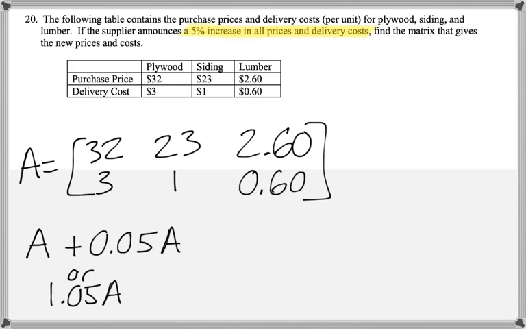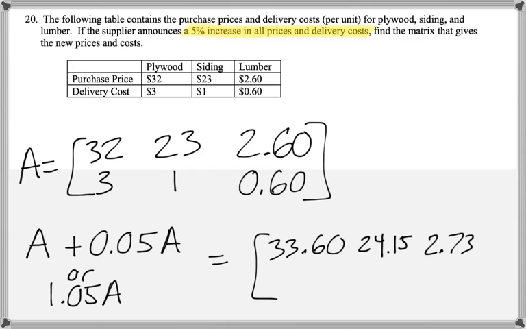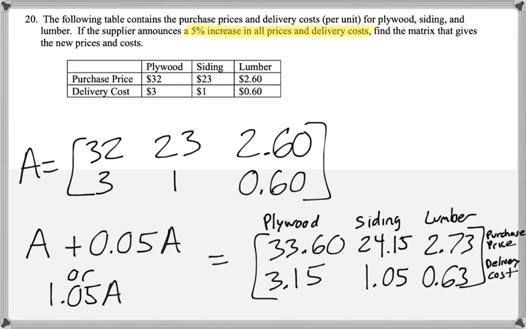And if you enter that into the calculator, then you get 33.60, 24.15, 2.73, 3.15, 1.05, and 0.63. And I just want to label my matrix, and this will be my final answer.